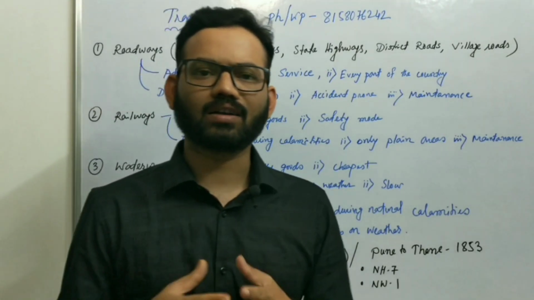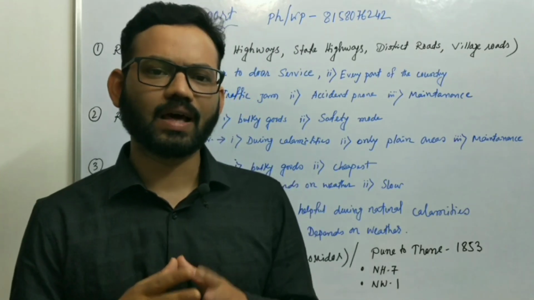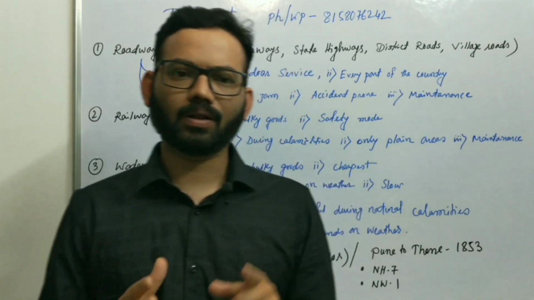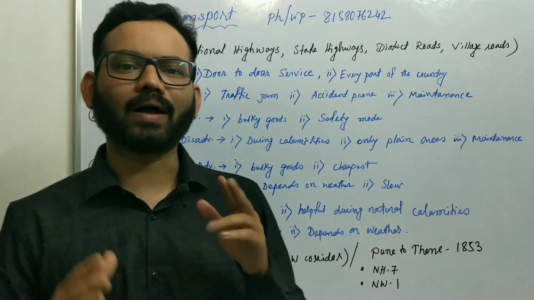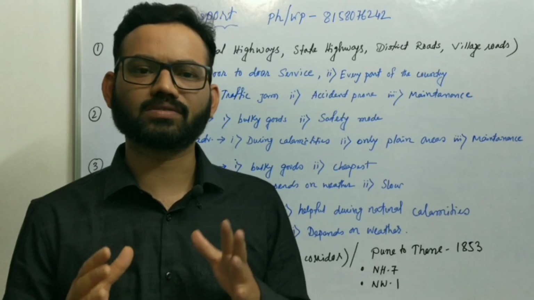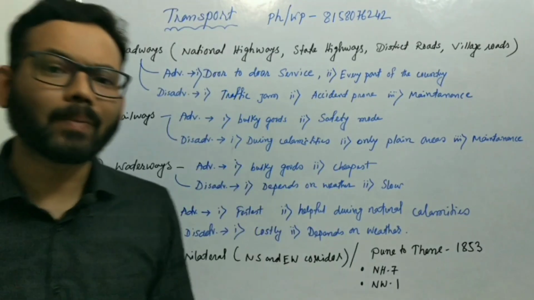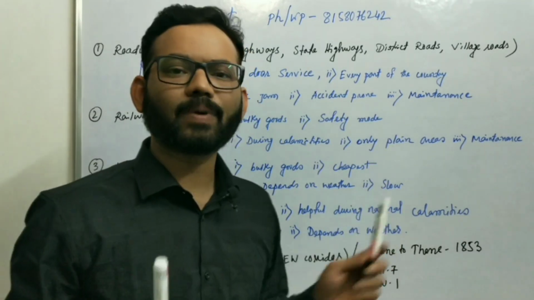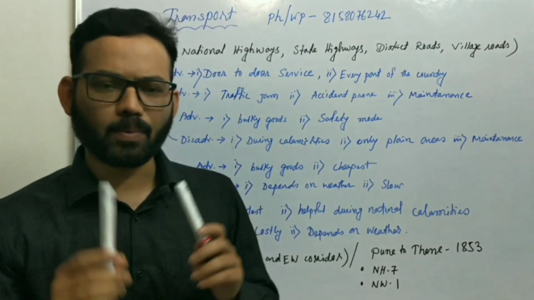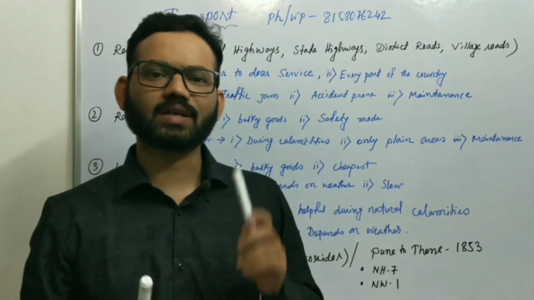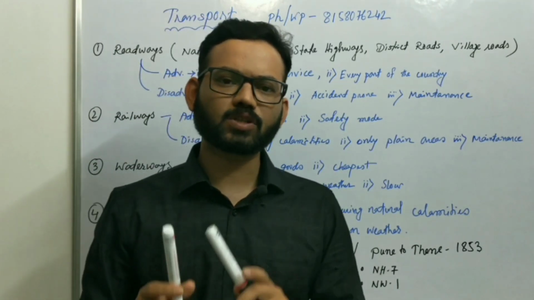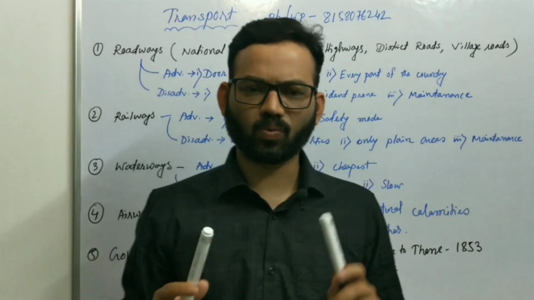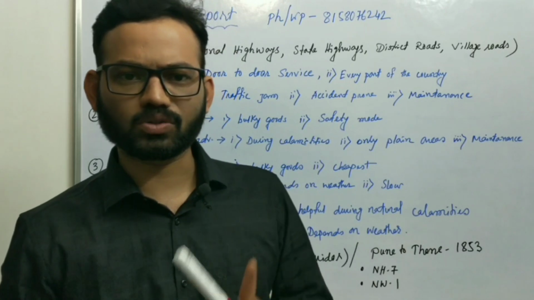Then the third mode of transport is waterways. Let's discuss the advantages of waterways. Number one, it can carry a bulky amount of goods or materials and also passengers from one place to another. Number two, it is the cheapest mode of transport. Among the four modes of transport, waterways is the cheapest. These are the two advantages of waterways.